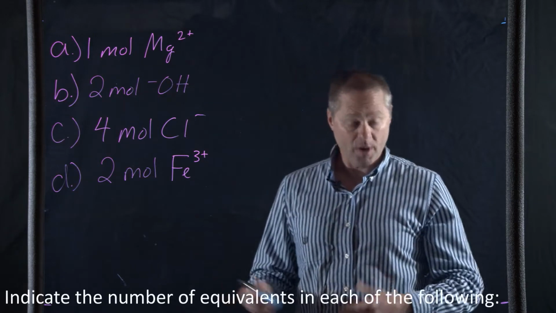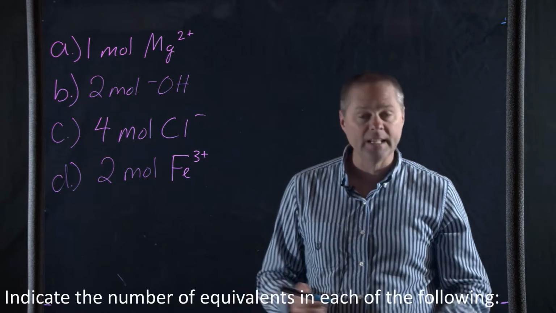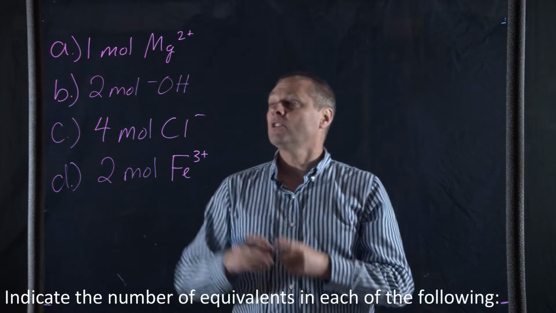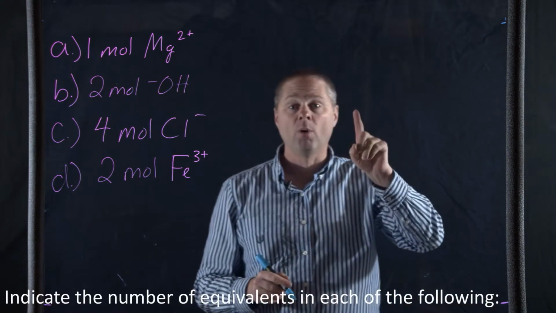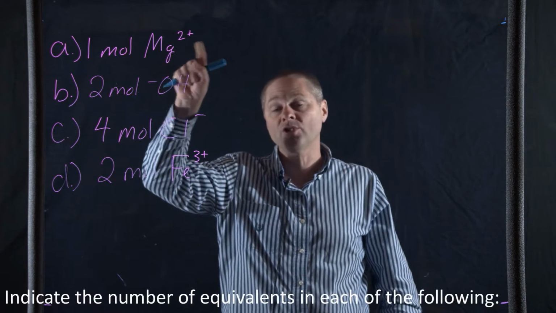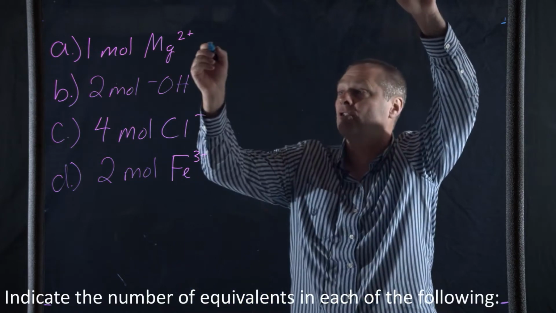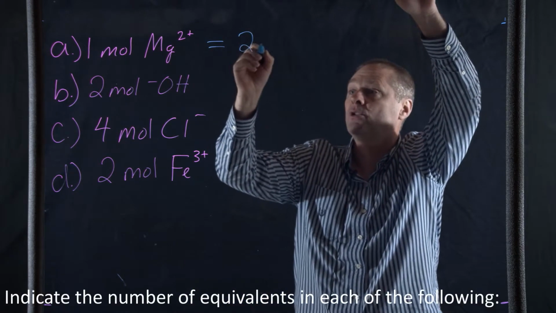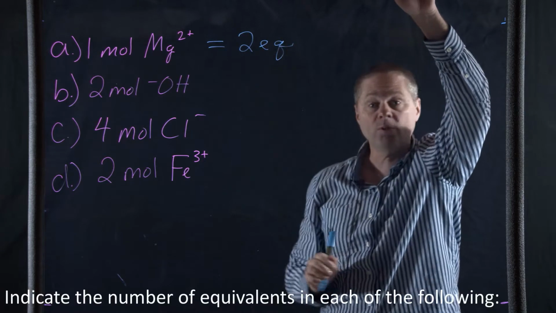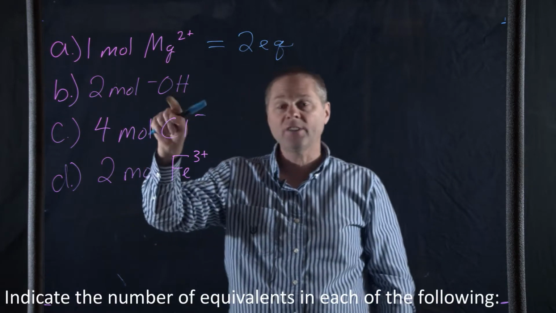Now for this next problem, we're going to indicate the number of equivalences in each of the following. All right? So for the first one, if we happen to have 1 mole of magnesium, each mole of magnesium, because it's a +2 ion, is going to contribute 2 equivalences of charge. So this is going to be equal to 2 equivalences.